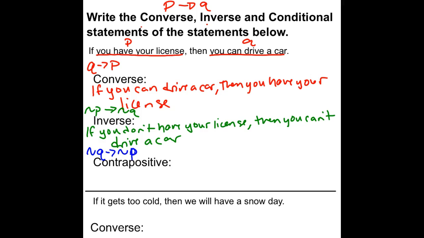You can drive a car. Opposite of it is you can't drive a car. So we say if you can't drive a car, then you don't have your license.